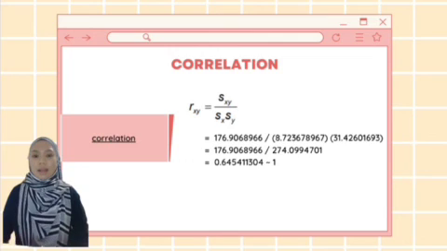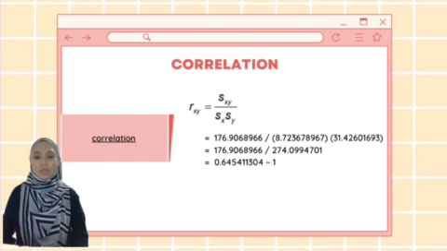This is the step. How can we get the correlation? We have to divide the sample covariance with the standard deviation of x, multiply with standard deviation of y. After that, we will get the answer 0.645. This answer approaching the 1. Therefore, we can say that there is a strong positive relationship between number of visit and number of purchase order.